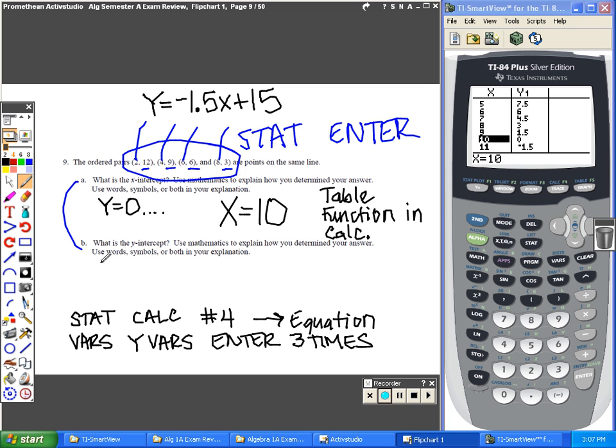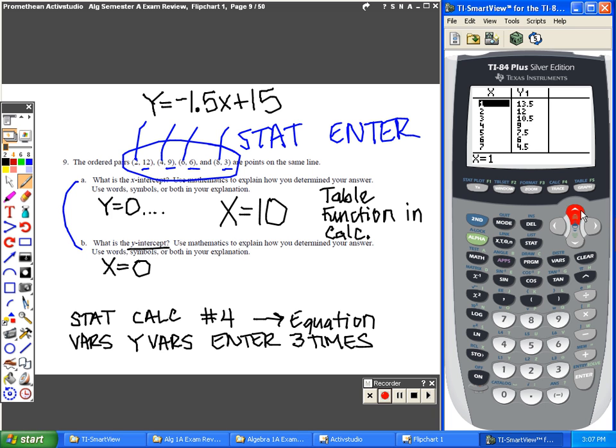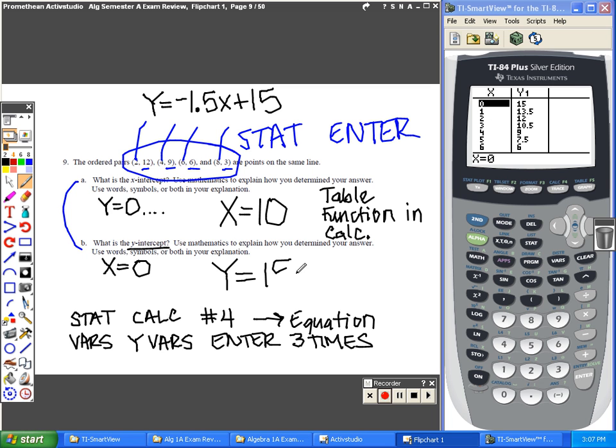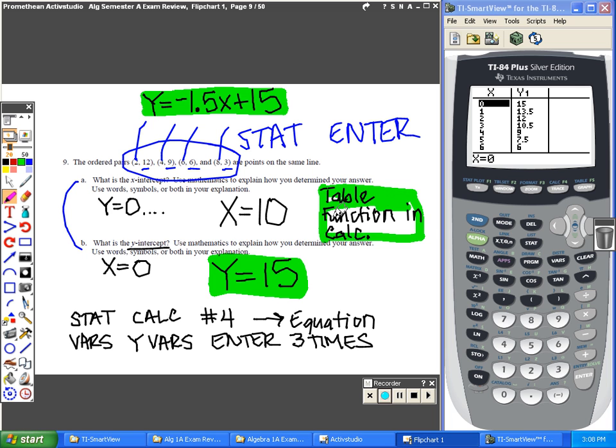Now I want to know where the y-intercept is, which means I want to know where x is 0. I think that's back up here. 5, 4, 3, 2, 1, 0. When x is 0, y is 15. And actually, I did already know that, because if you go up here to your equation, your y-intercept is always that b value. So I actually already knew that information. So you could use the same explanation. You could say that you used the table function in your calculator again. Or you could say that you asked the calculator to give you the equation, and that's how you got it.